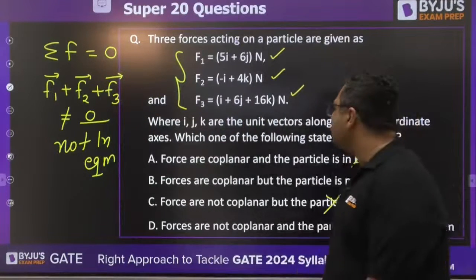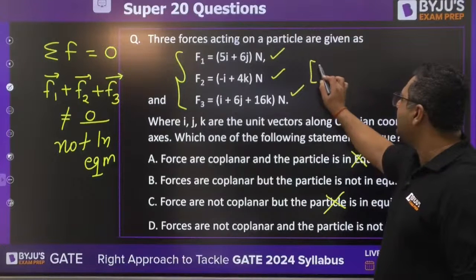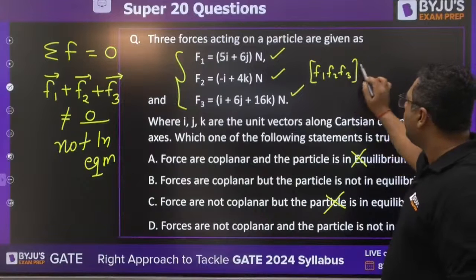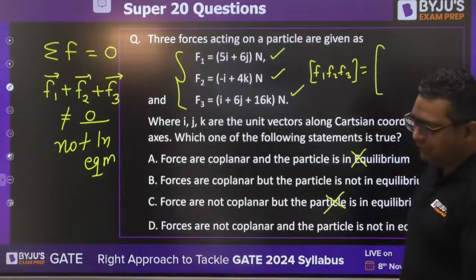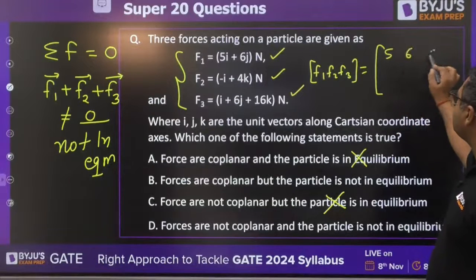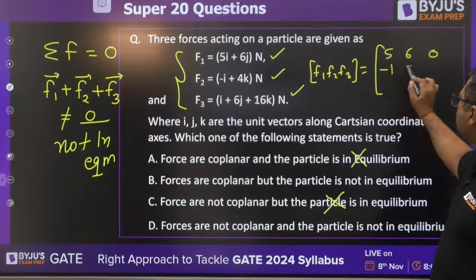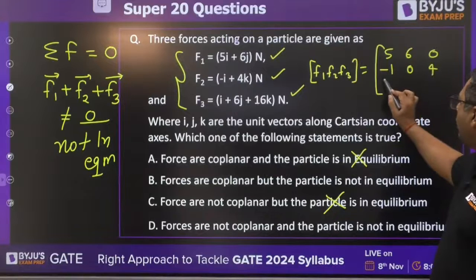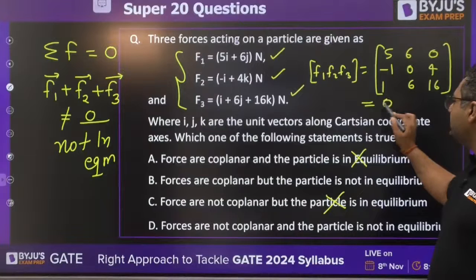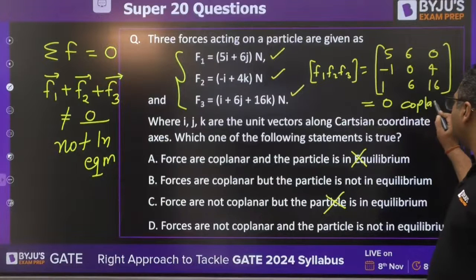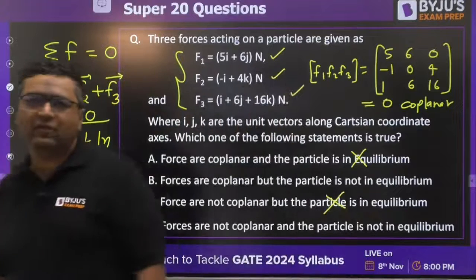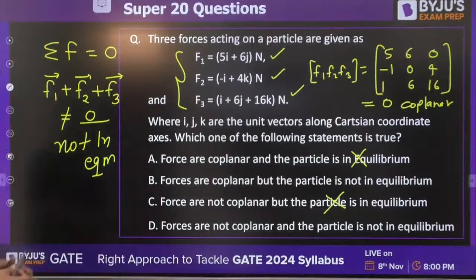Yes, if you want to check the coplanar, you can take the matrix F1, F2, F3. And when you write this matrix, it will be 5, 6, 0, minus 1, 0, 4, 1, 6, 16. If this is coming out to be 0, then you can call it coplanar. Otherwise, it is non-coplanar. Okay, so the answer will be D, I feel, for this. So moving to the next question, guys.